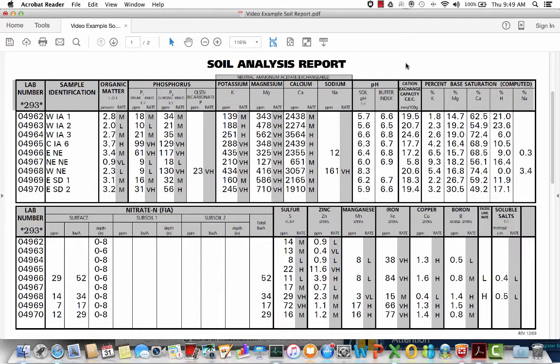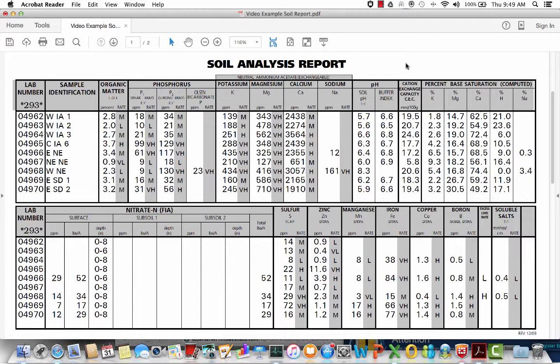In the first two parts, we looked at organic matter, cation exchange capacity, pH, and buffer index. We also looked at phosphorus, potassium, magnesium, calcium from the part per million standpoint. We also looked at those cations on the base percentage standpoint, those ratios of the different cations to each other. So today we're going to look at nitrates, sulfur, zinc, and the other micronutrients.